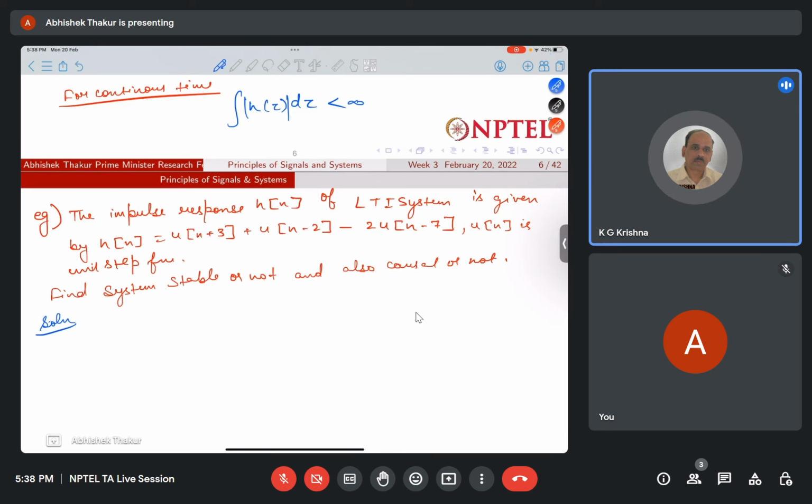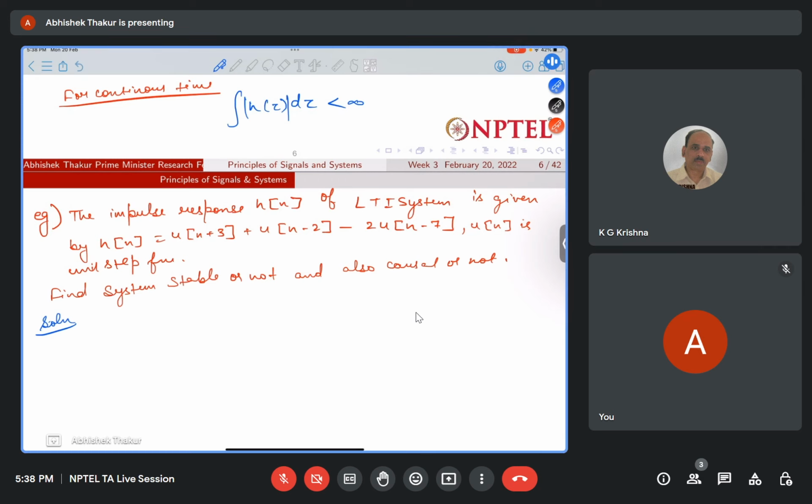So it is not causal because it depends on n plus 3. Yeah, it depends on n plus 3, so it is not causal. And also we'll see for stability, we know that the summation of h[k] should be some finite value. So we have to prove this is equal to some finite value. Then only we can say that this system is stable.